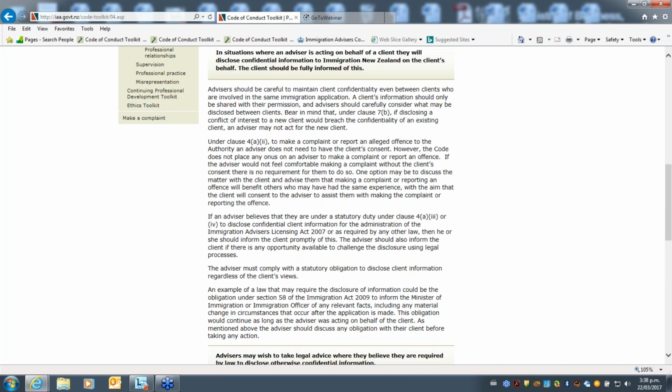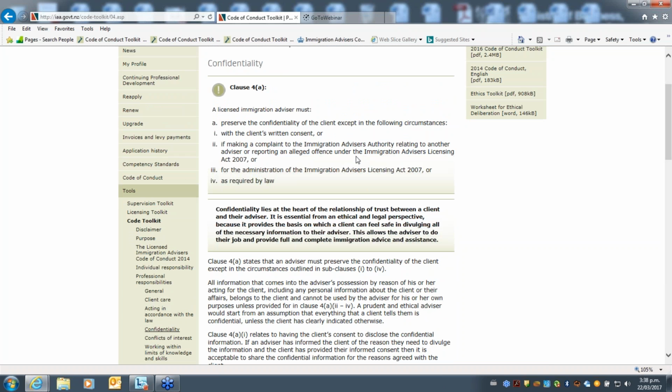So that is clause 4, which is around confidentiality. And we don't see too many issues with this, with confidentiality, although it does come up from time to time where, for example, the advisor might publish a story in their newsletter or on their website or something that breaches confidentiality, and that kind of thing is taken very seriously if it does occur. So the next clause is around conflicts of interest.